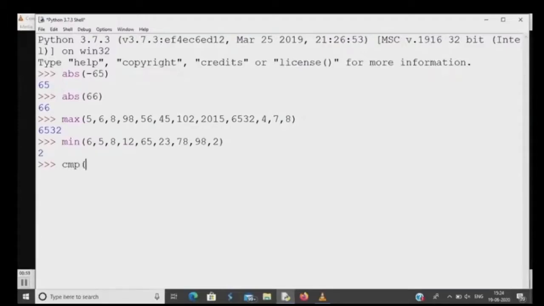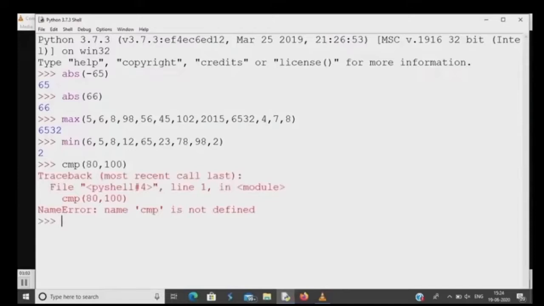cmp, comparison function. Just I need to recall you. It is comparing, cmp. Why is it not defined? Let's wait, then I will provide you the answer.